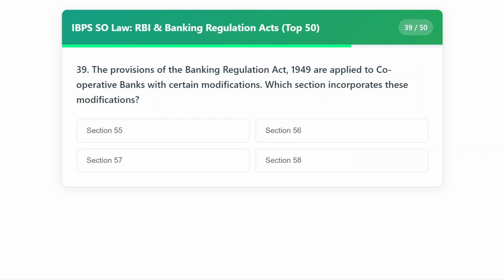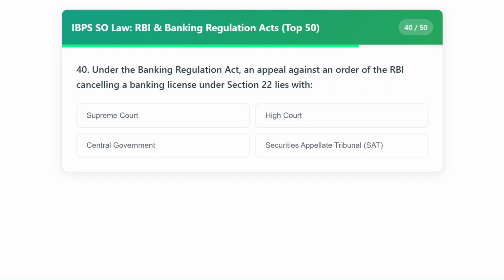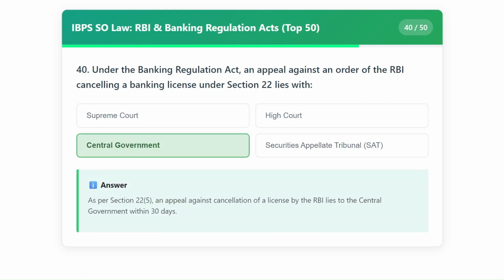The provisions of the Banking Regulation Act 1949 are applied to cooperative banks with certain modifications. Which section incorporates these modifications? Section 56. Under the Banking Regulation Act, an appeal against an order of the RBI cancelling a banking license under Section 22 lies with central government.